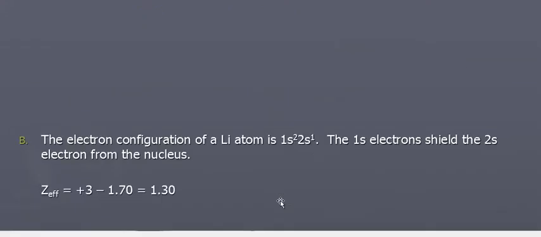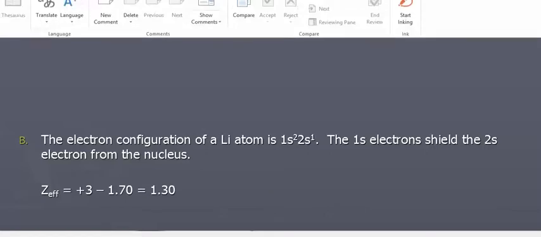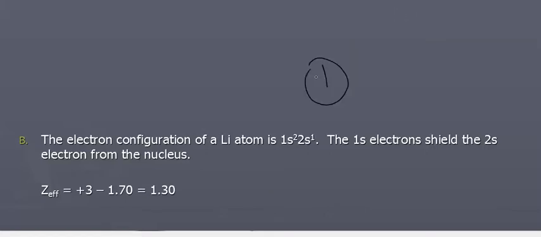Let's look at lithium. I'll draw another picture here for lithium. Lithium has 3 protons. So the actual charge is +3.